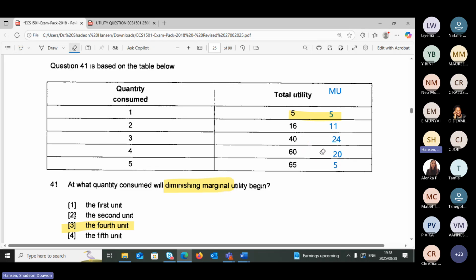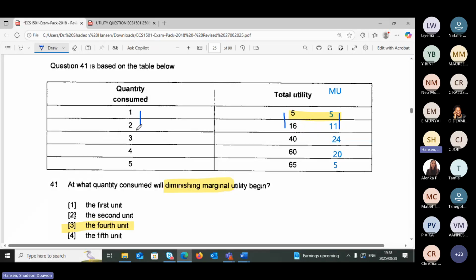So now we can answer our question. Do you see? So the more we consume, consumption increases from 1 to 2. What happens to total utility? Total utility increases from 5 to 16. What happens to marginal utility? Marginal utility increases from 5 to 11.